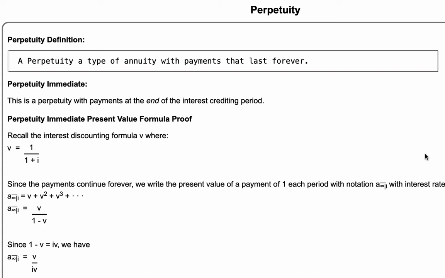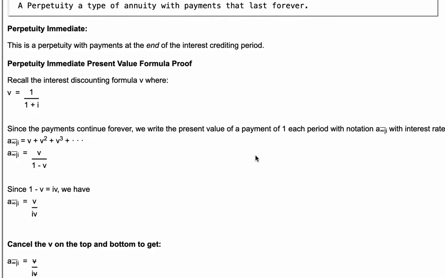The first is a Perpetuity Immediate. The Perpetuity Immediate has payments at the end of the interest crediting period. Now let's walk through the present value of the Perpetuity Immediate. If you recall in prior finance and interest videos that we have, the interest discounting formula V is 1 over 1 plus i. So if you take a payment and you discount it all the way back to time 0, it's just a factor of v.